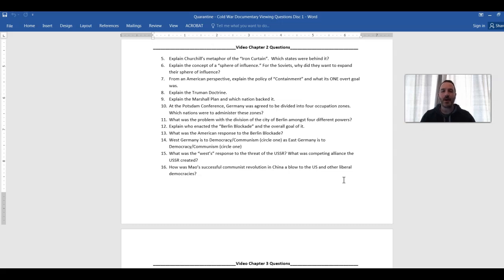The American response to the Berlin Blockade was the Berlin Airlift, and this was started by President Truman. If you watch the video, he said, "We're going to stay, period." They're not leaving, right? He is not backing down from the wishes of Joseph Stalin.